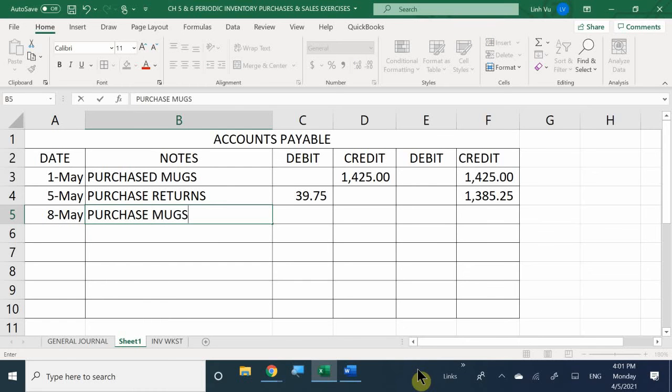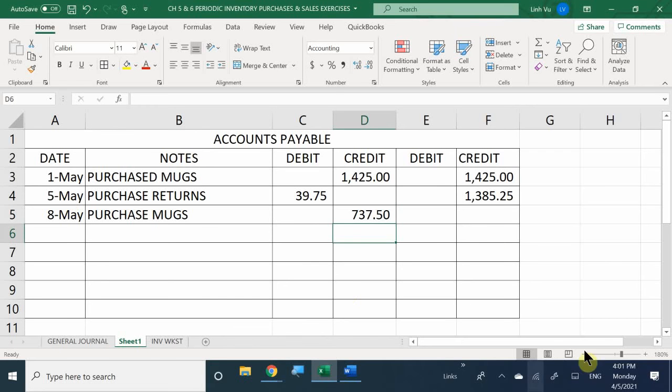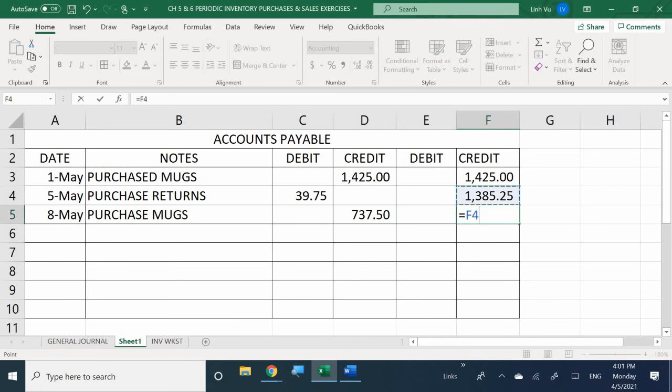Or purchased more mugs. So therefore, I increased another liability by $737.50. Because I've placed in my formula to be my previous amount, if I have a credit, it's going to increase. If I have a debit, it's going to decrease. So in this case, if I purchased more inventory and I placed it on an account, therefore I increased my accounts payable now to 2122.75. That's these two numbers added together because now I have more debt.